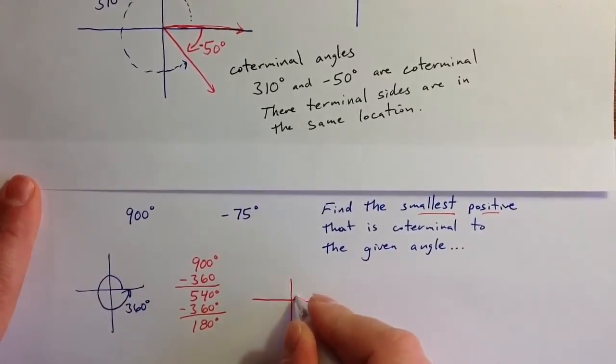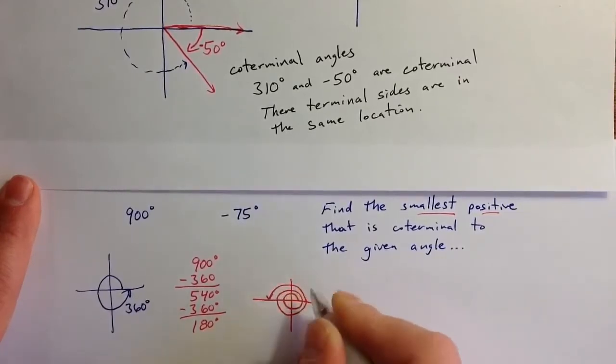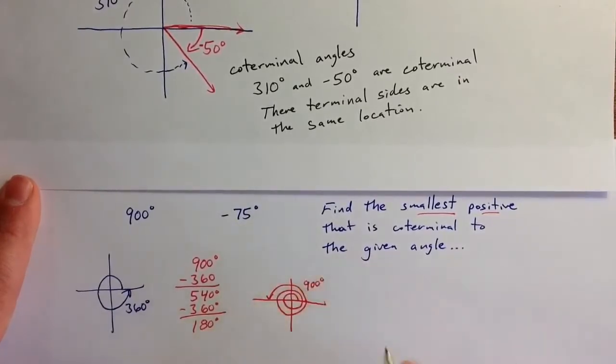900 degrees means that we go 2 full rotations in a positive direction, then plus 180 degrees more. So that would be a 900 degree rotation.